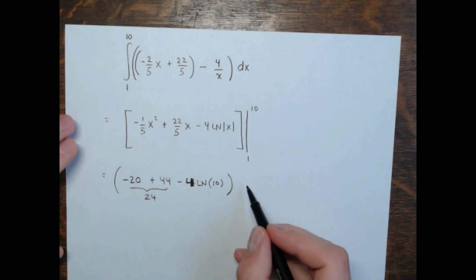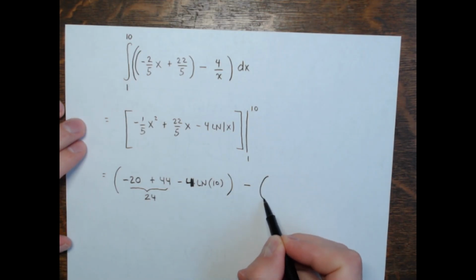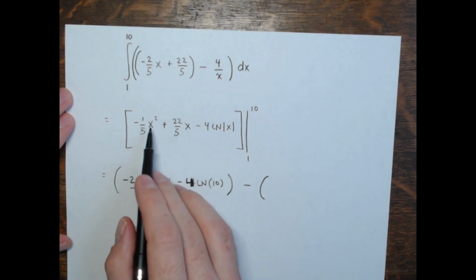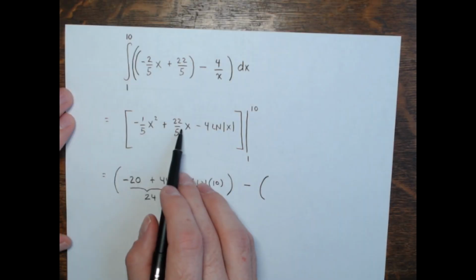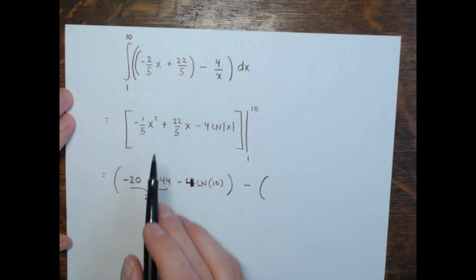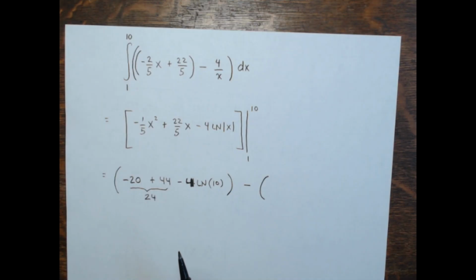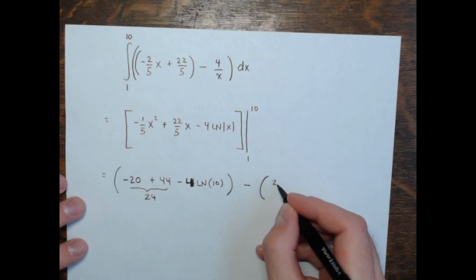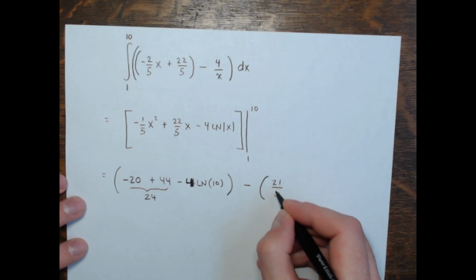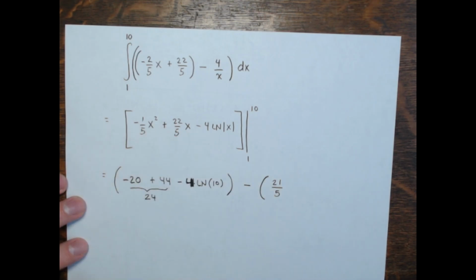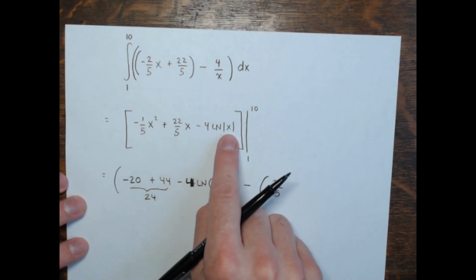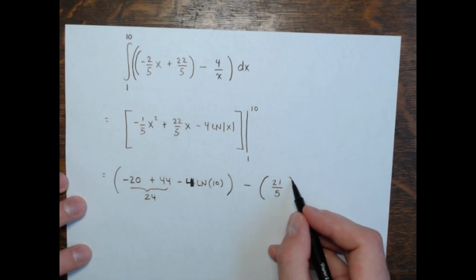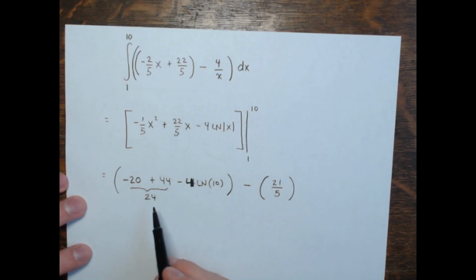And then we're taking away from this the value at 1. Well, that would just be negative 1/5 plus 22 fifths, which is 21 fifths, and then minus 0. Remember, the natural log of 1 was 0. So that's all you got there.